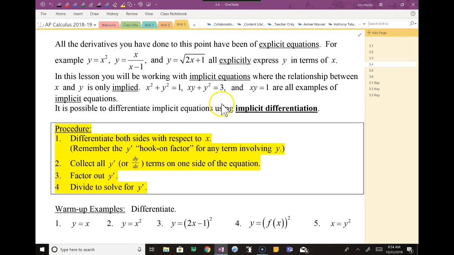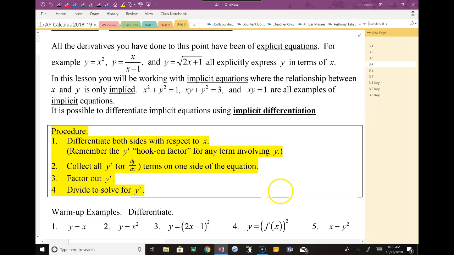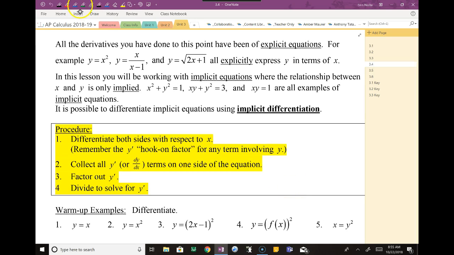Implicit is when you have an x and a y on the same side of the equation. Do you see where I'm looking? Like this equation there is the equation of a circle. Oh, we're lagging. So that x squared plus y squared plus 1, that's a circle. Then they can get even more complicated and so forth. So anytime you have an x and a y on the same side, that is implicit differentiation.